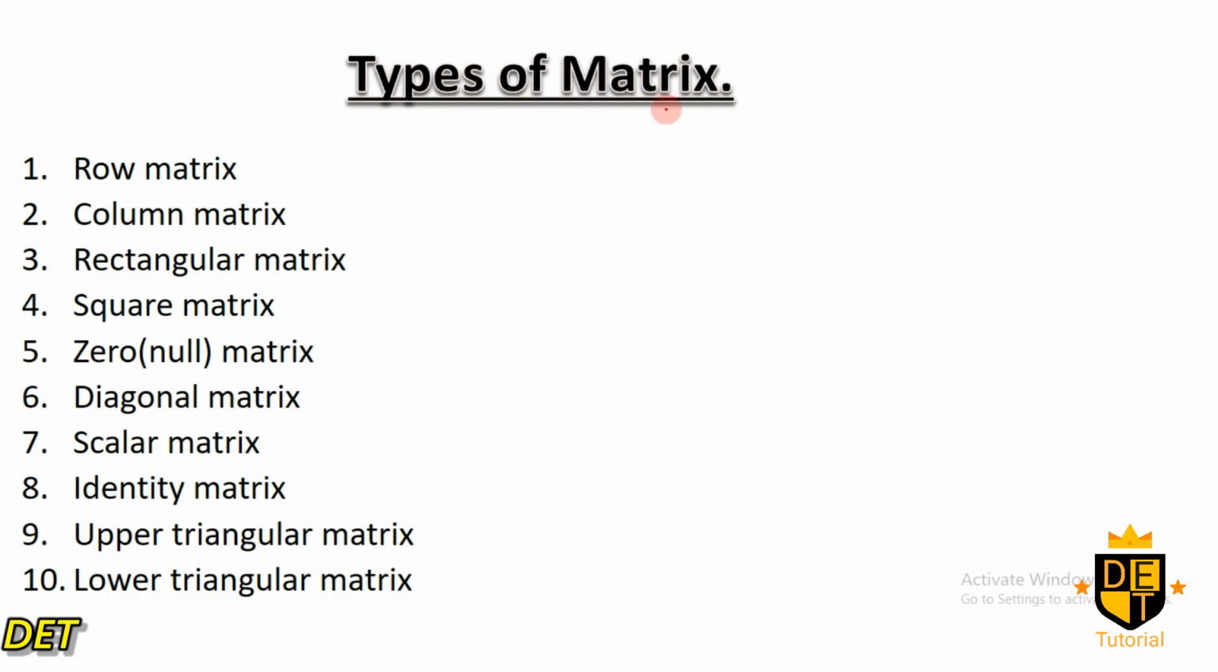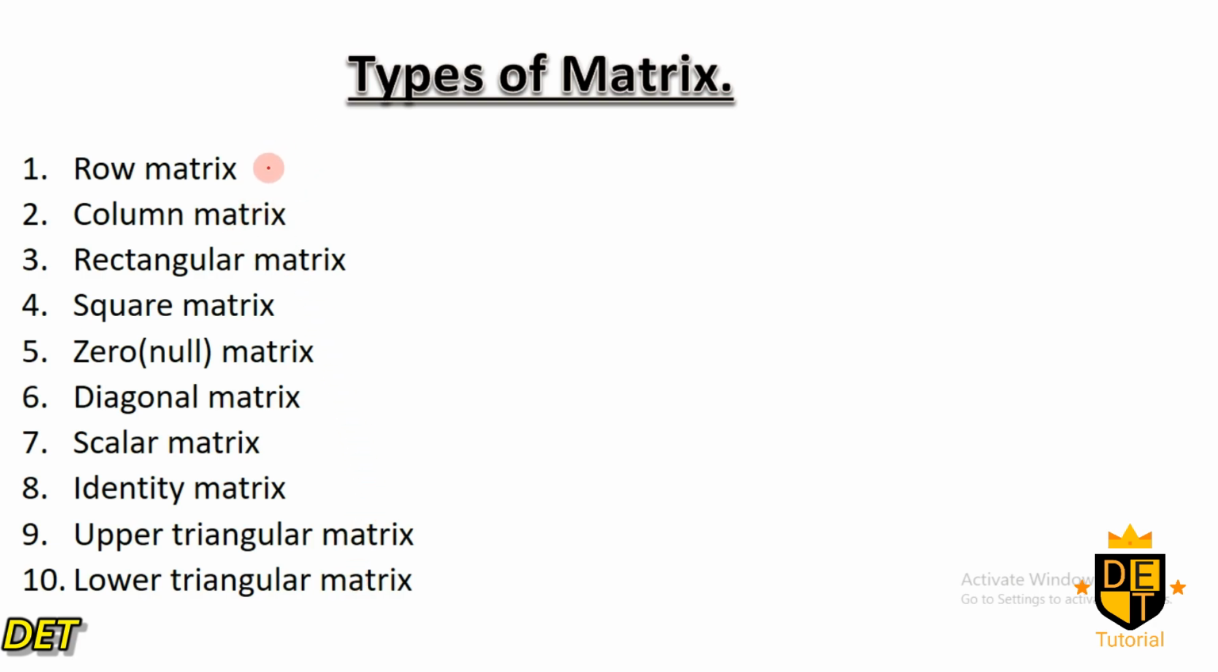Alright, still on the types of matrices. Like I mentioned before, we'll be discussing 10 types of matrices. We have the row matrix, the column matrix, the rectangular matrix, the square matrix, the zero or the null matrix, diagonal matrix, scalar matrix, identity matrix, upper triangular matrix, and the lower triangular matrix.